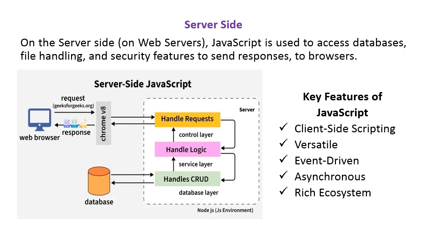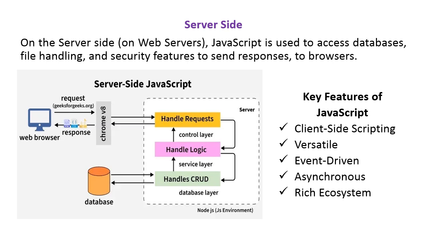So here are the key features of JavaScript. What are the key features of JavaScript? First one is client-side scripting. Next one is versatile. Then event-driven, asynchronous, rich ecosystem. Client-side scripting is nothing but JavaScript running on the user's browser, so it has a faster response time without needing to communicate with the server.